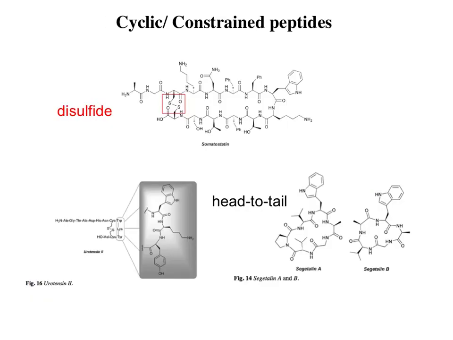There are also cyclic or constrained peptides. In cyclic or constrained peptides, you make a linear peptide and then you cyclize it through different types of bonds. Here's a disulfide bond. Here is also a disulfide bond within a polypeptide chain. And then you can do head-to-tail cyclization.